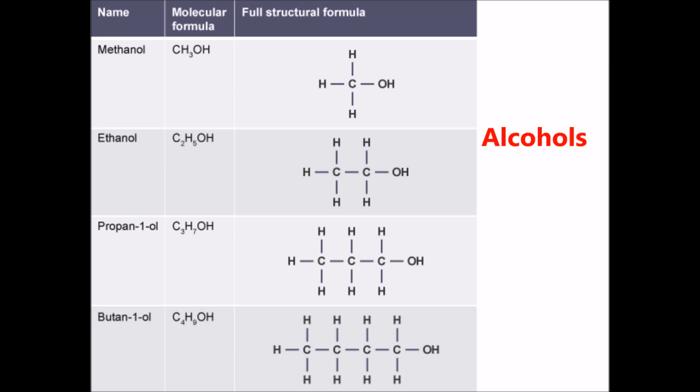Alcohols. So alcohol, you have methanol and ethanol. They're the only ones you need to know on the screen right now in the table, and you will need to know their full structural formula and the molecular formula. So methanol is CH3OH and ethanol is C2H5OH.